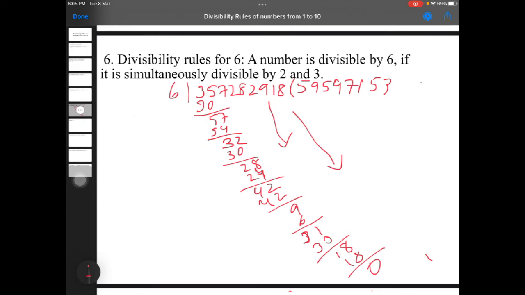So we can see here this number can be divided by 6. So this formula says that if any number can be divided at the same time by both number 2 and number 3, then that whole number can be divided by 6.